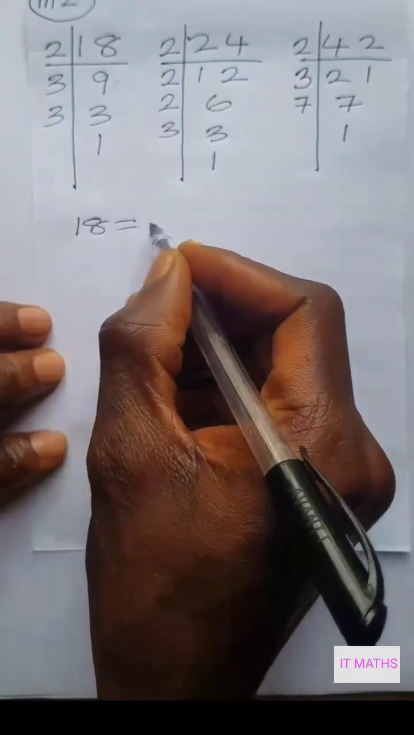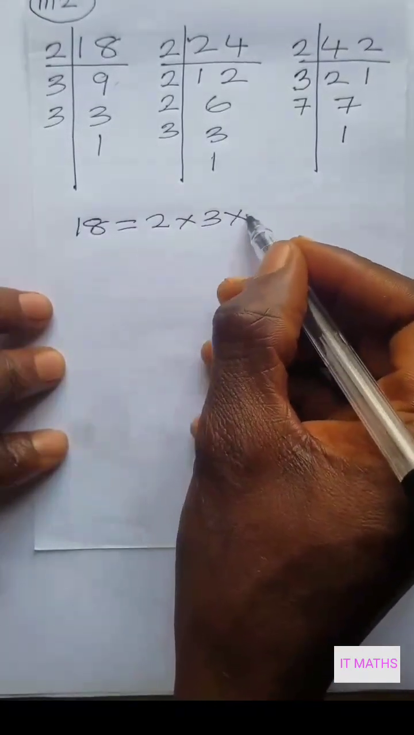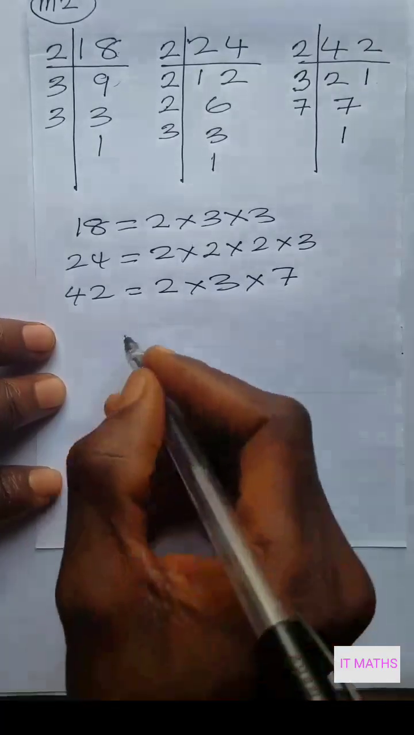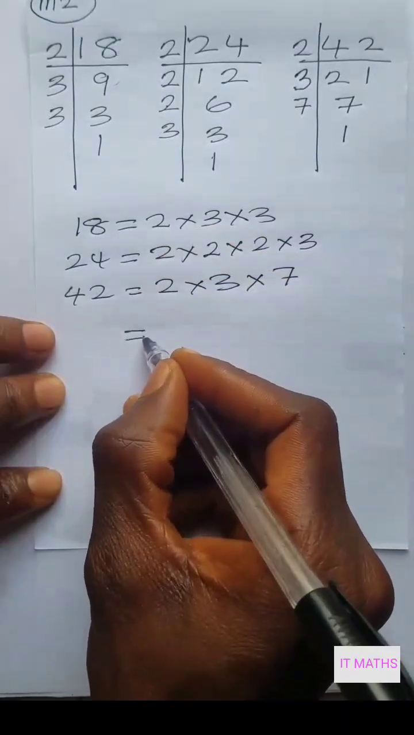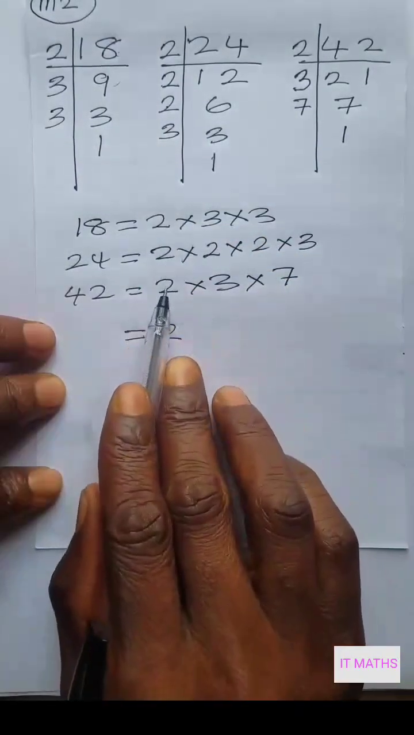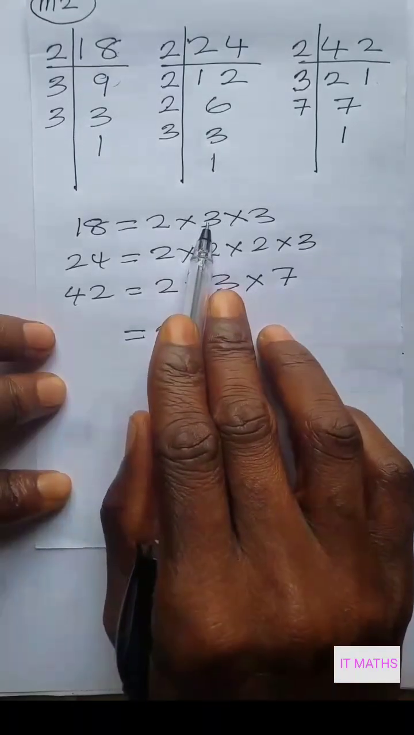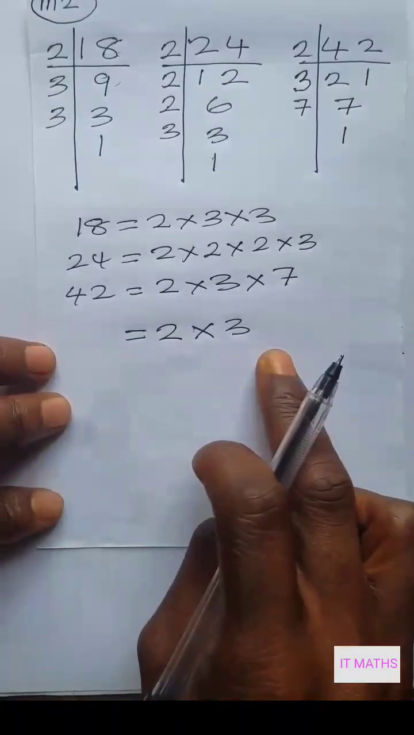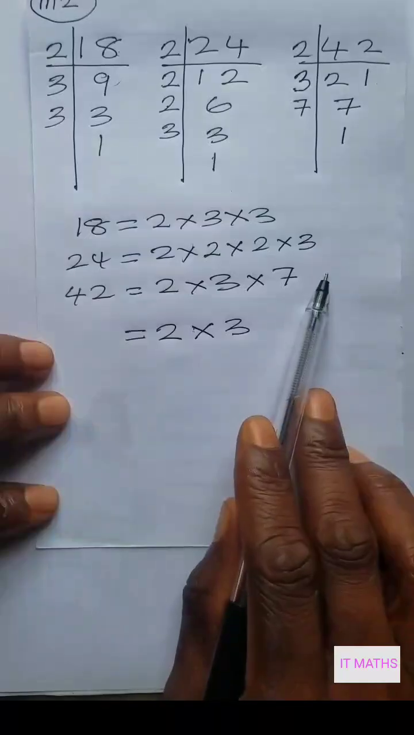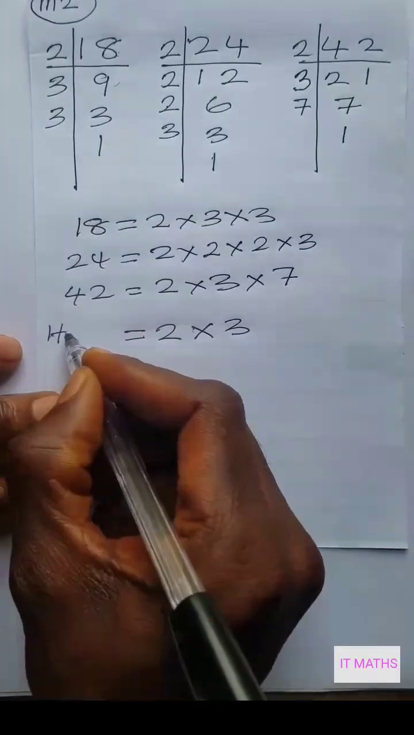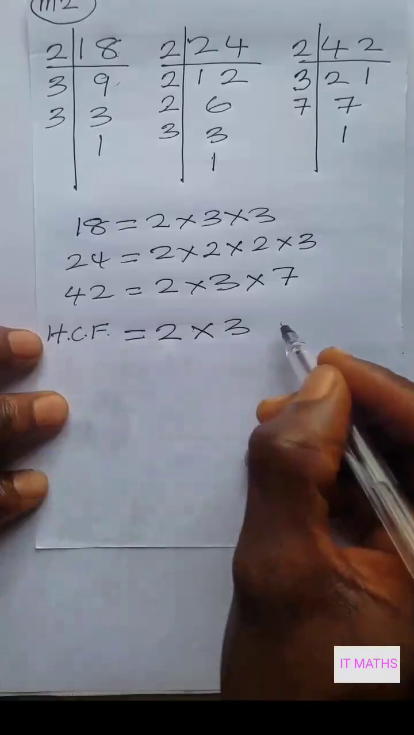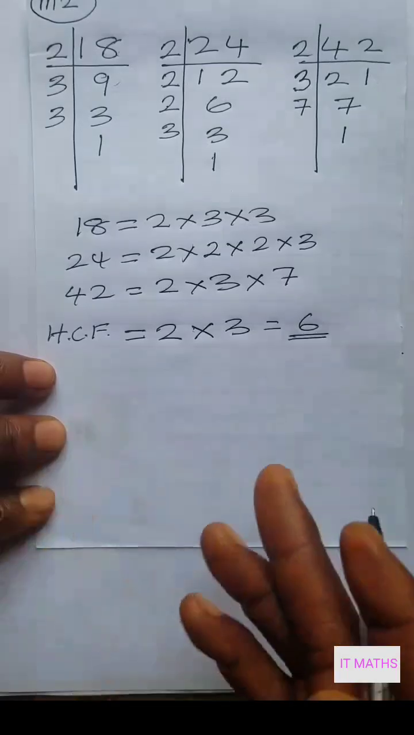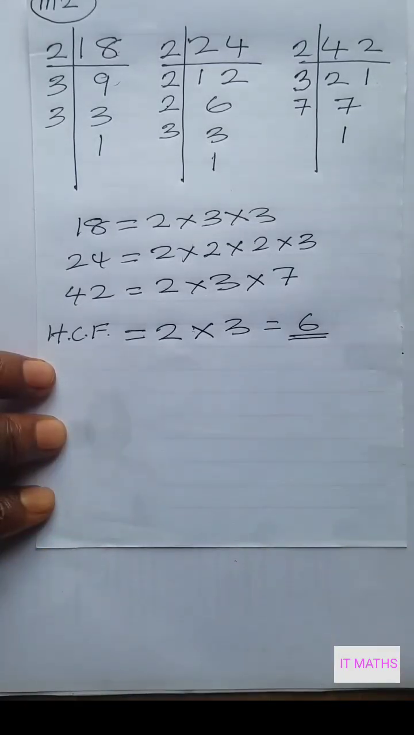For 18, we have 2 times 3 times 3. So this way, you can easily spot those that are common. So, what is common? 2 is here, is here, is here. So we pick 2. 3 is here. Is it here? Yes. Is it here? Yes. So we pick 3. Remember, in this method, we multiply out because we're using prime factors. So our highest common factor becomes 2 times 3, which is 6. Again, it tallies with what we had in our first method.